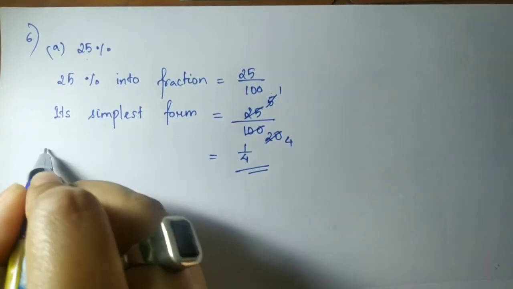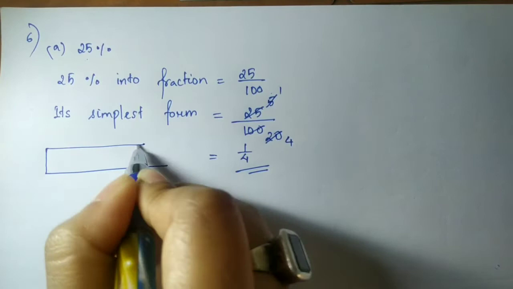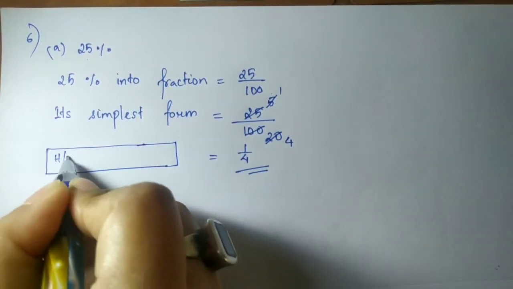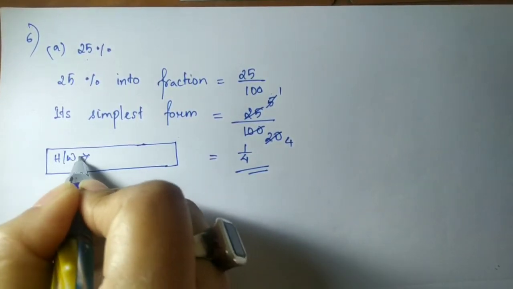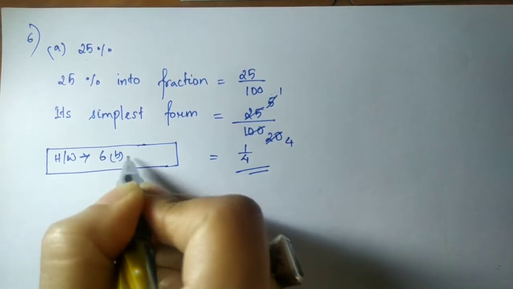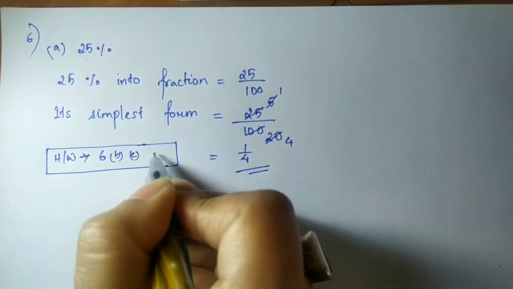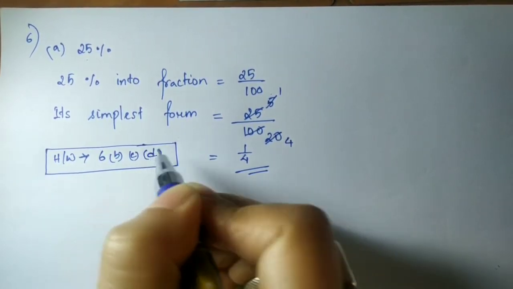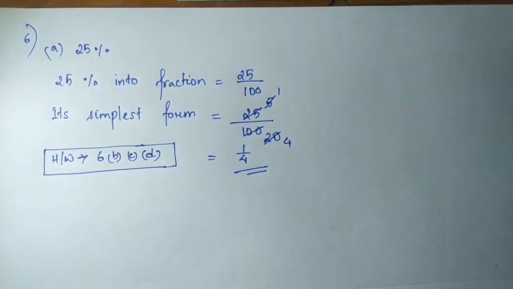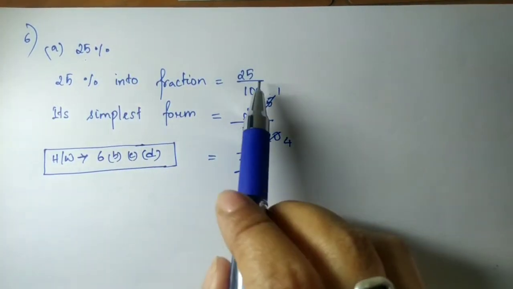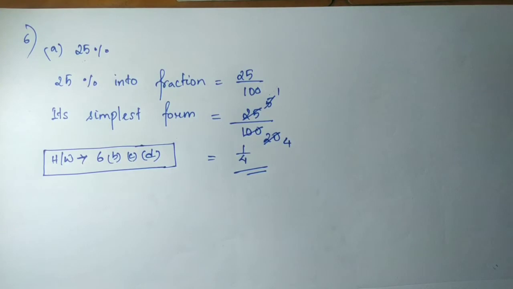Obviously, in the same way you can try the remaining ones. These are not difficult, so I am giving similar sums as homework. Hope you won't make any mistakes and will do it properly. Okay, just 150%, 20% and 5%. So just write down the fraction, then cancel it out and find the simplest form.